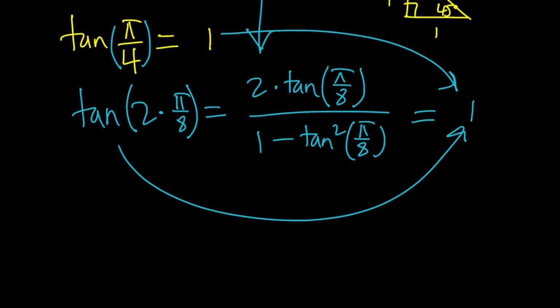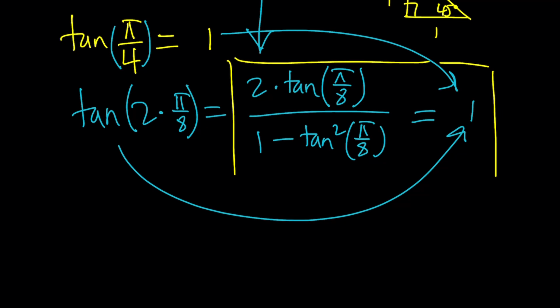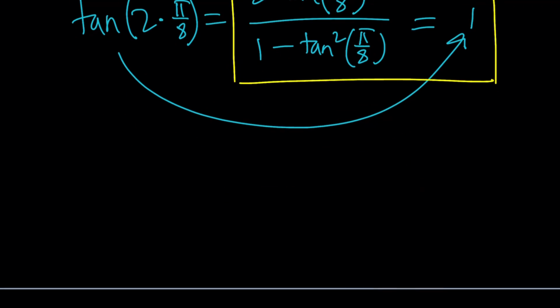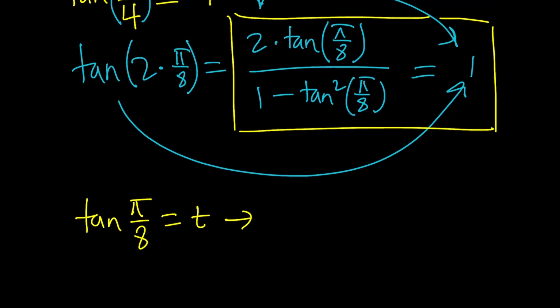And now this gives us a really nice equation, and guess what? It is quadratic. Let's go ahead and call tangent pi over 8 a variable. What variable would be appropriate? Let's call it t, right? Obviously. And then from here we get something like this, 2t, or not 2t if you're a tutor, divided by 1 minus t squared is equal to 1. Notice that tangent pi over 4 is 1, so we set it equal to that.